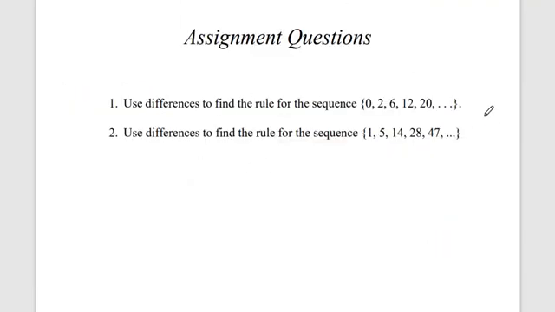Now this is your assignment question. You have to find the rule of these two different sequences and upload it in the application. Okay, today's lecture is completed.